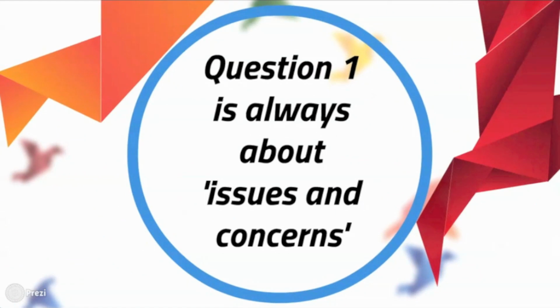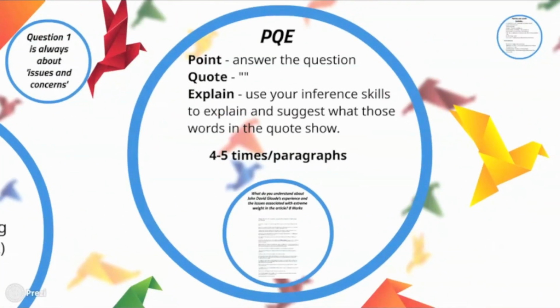Now, question 1 on the higher tier paper is always about issues and or concerns. So with regard to the example that we've just seen, it was about the issues that the writer had with Facebook. So let's have a look at how we do point, quote, explain, and then I'm going to give you an extract for you to have a go at, and it's one that I've put together myself, so you definitely will not have done it before.